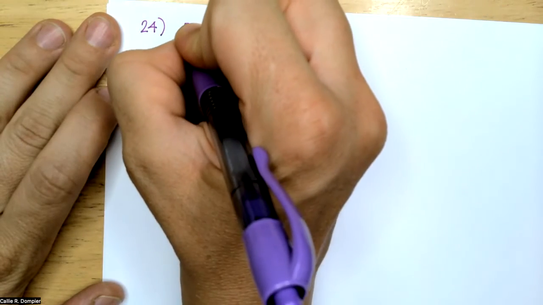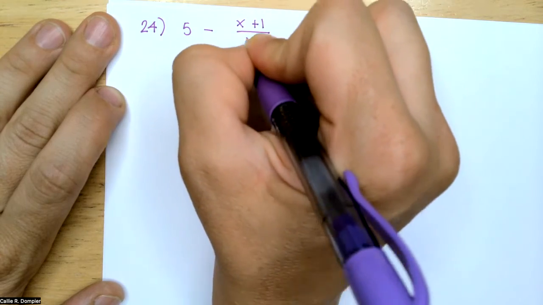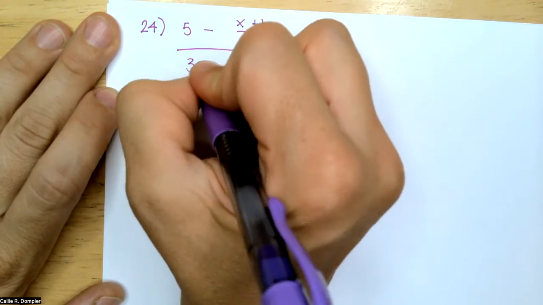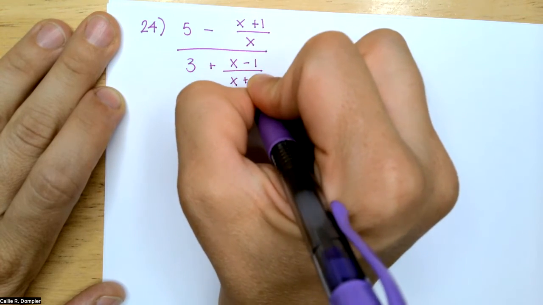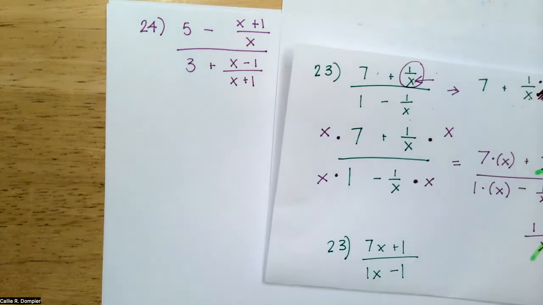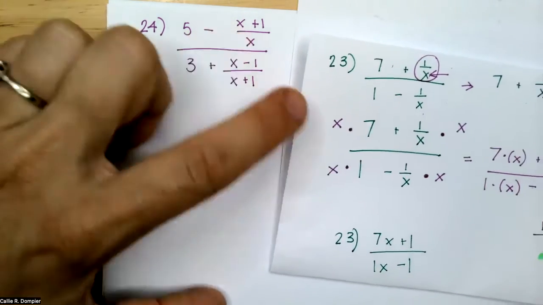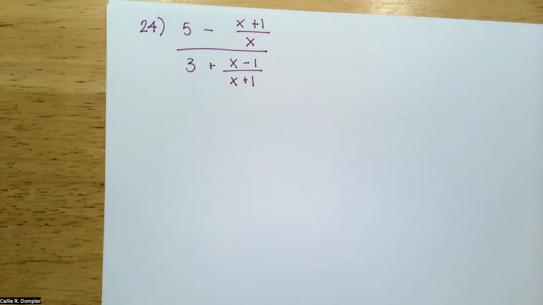24 is the problem 5 minus x plus 1 over x, divided by 3 plus x minus 1 over x plus 1. So it's a lot like 23, where we had to get rid of the denominator by multiplying everything by that denominator. However, in 23 the denominators were the same. Here they are not the same. So we have an x and we have an x plus 1. So it's just going to be a bit more complicated.